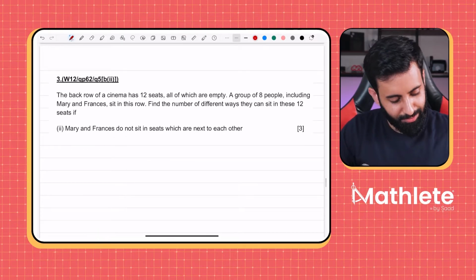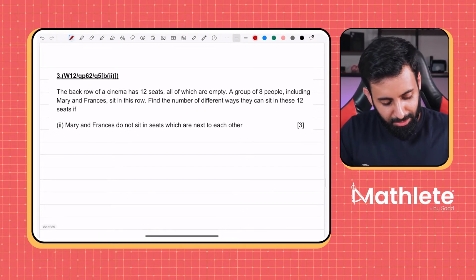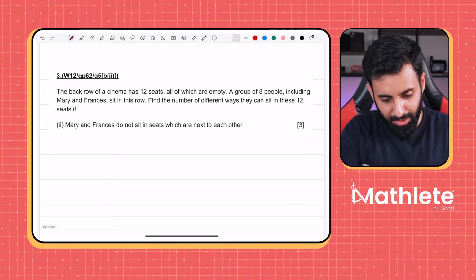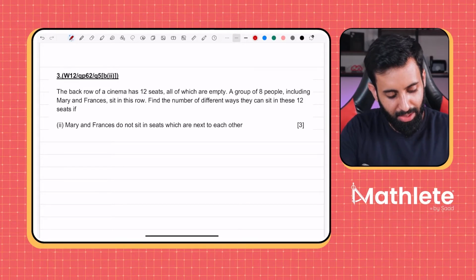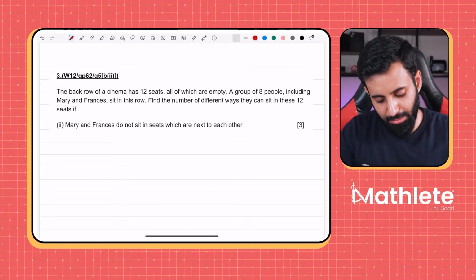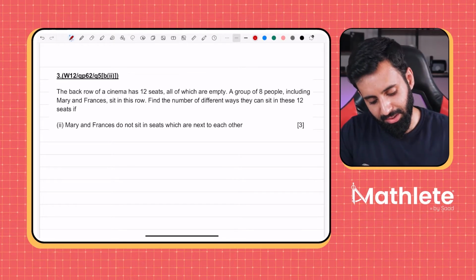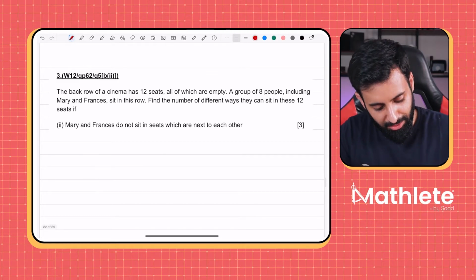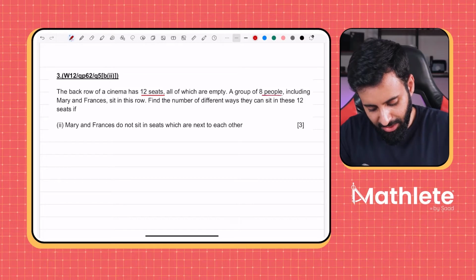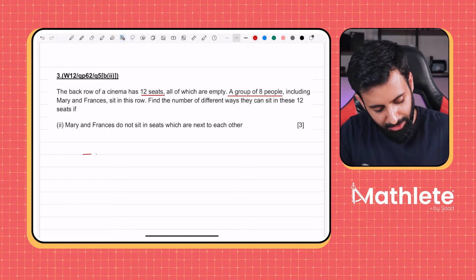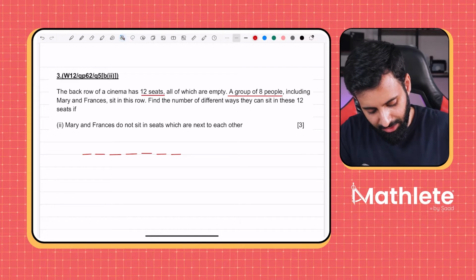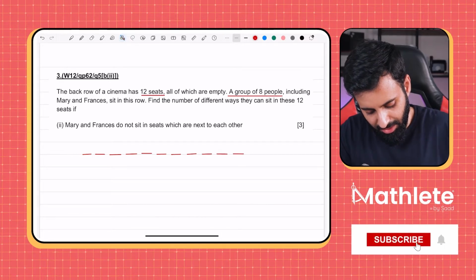Okay, now, next question. The back row of a cinema has 12 seats, all of which are empty. A group of 8 people, including Mary and Francis, sit in this row. Find the number of different ways they can sit in these 12 seats if Mary and Francis do not sit in seats which are next to each other. Okay, now do keep in mind that not all 12 seats will be occupied, only 8 seats will be occupied. Okay, so we will start by making 12 blanks. 1, 2, 3, 4, 5, 6, 7, 8, 9, 10, 11, 12.